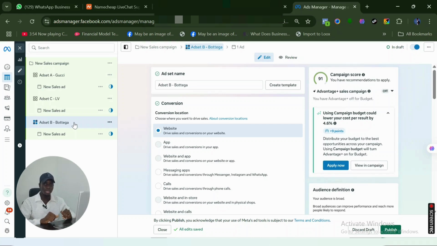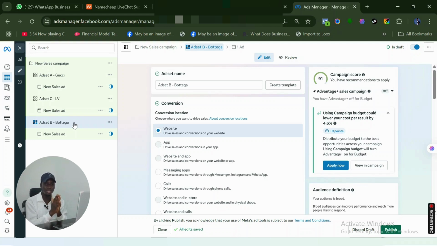Then secondly, with this understanding now, you begin to see that yes, I can test my audiences, and regardless of whether or not ad set A is bringing results, it does not affect ad set B because the budgets are independent of each other. It's not like Meta is trying to figure out who to share audiences to. No. So this is the best way to test it.